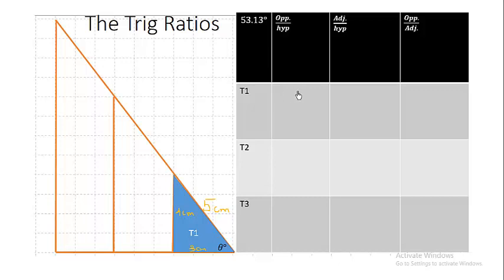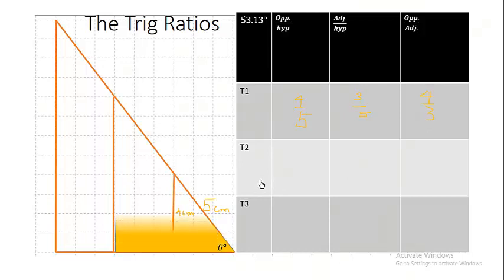So over here we obtain the ratio opposite is 4 and the hypotenuse is 5. So this will give us 4 over 5. Now the adjacent over the hypotenuse, adjacent is 3. So you are going to get 3 over 5. Then the opposite over the adjacent will give us 4 over 3.